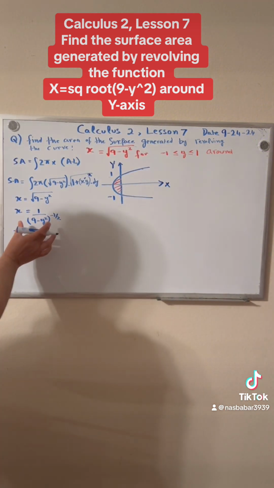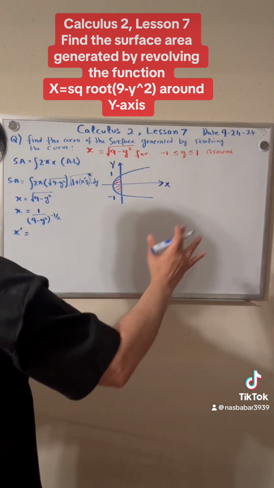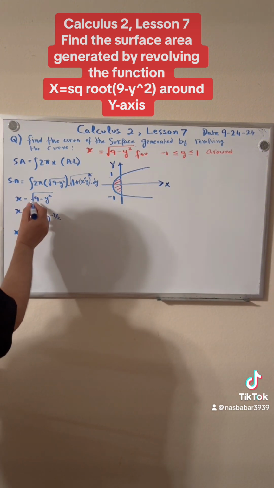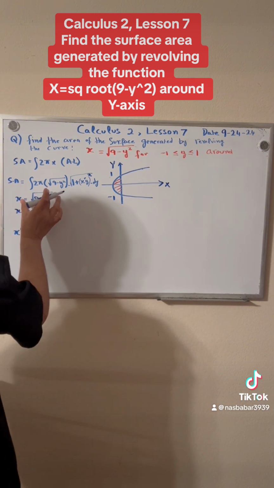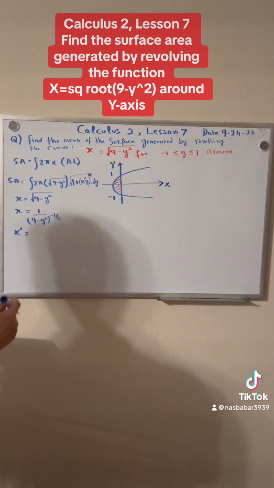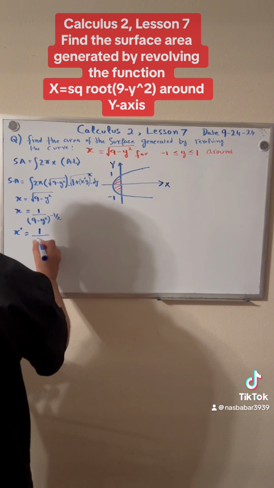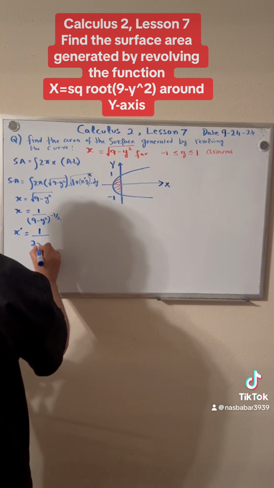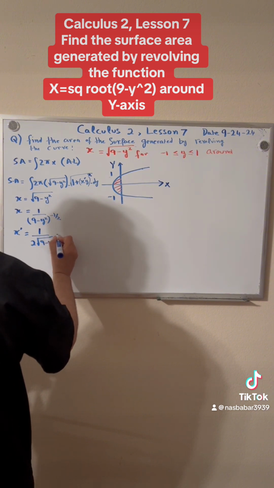So this right here, my friends, (9 - y^2)^(-1/2), is the big picture. In other words, this right here is the big picture. What we do is take the derivative of the big picture, and then we take what's inside the picture. So once I do that, I get 1 over 2 (9 - y^2).